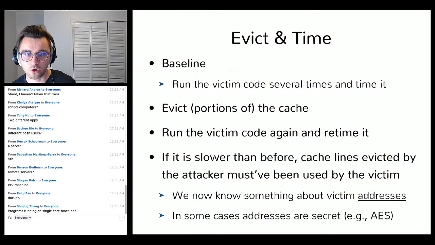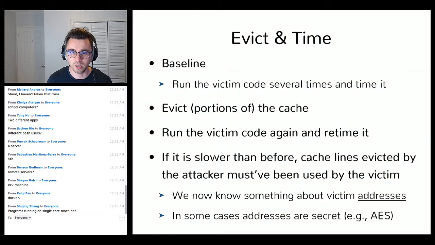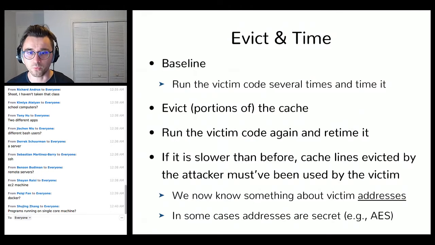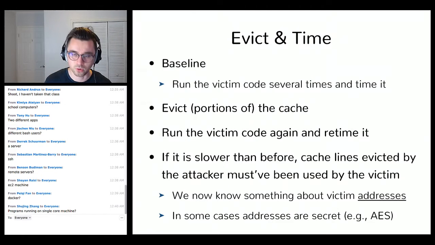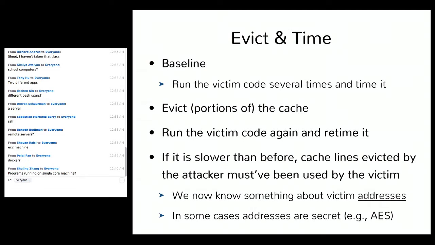Okay, so let's go through these in a little bit more detail, or just rehash, but with the actual steps. For evict and time, the thing that we're going to do is first run a baseline measurement. We're going to run the victim a bunch of times and measure how long it takes for them to perform the computation. This gives us a baseline measurement.